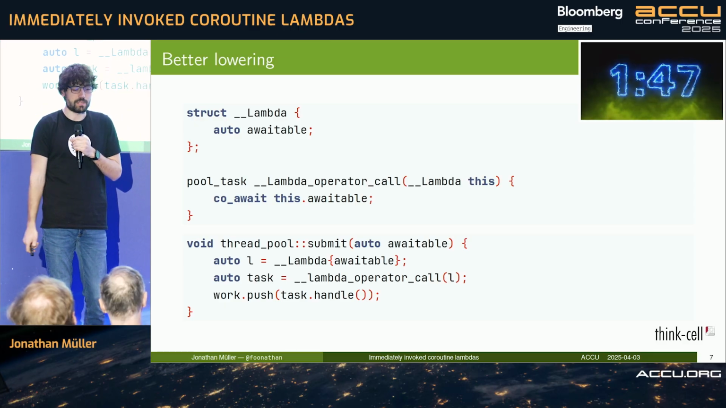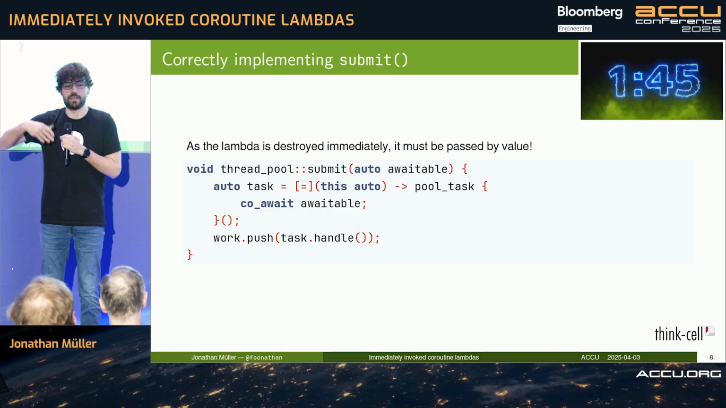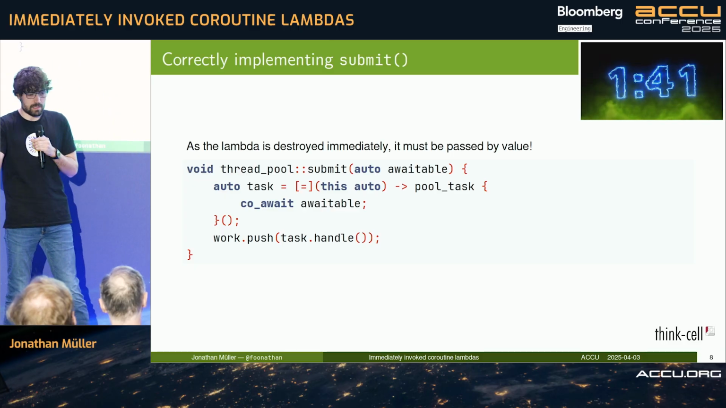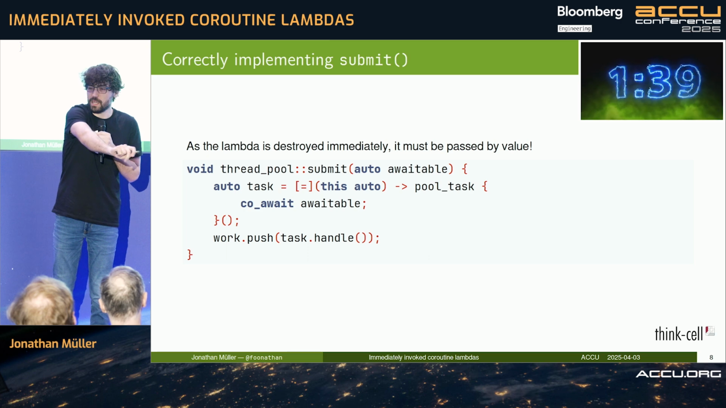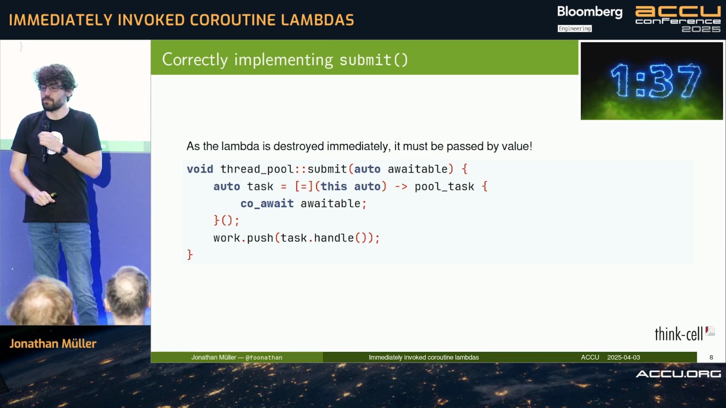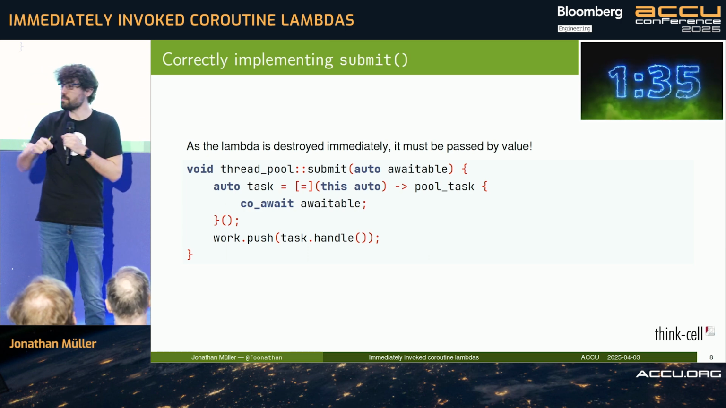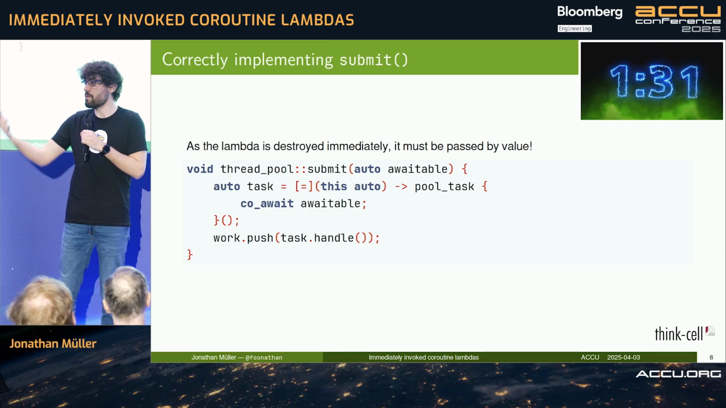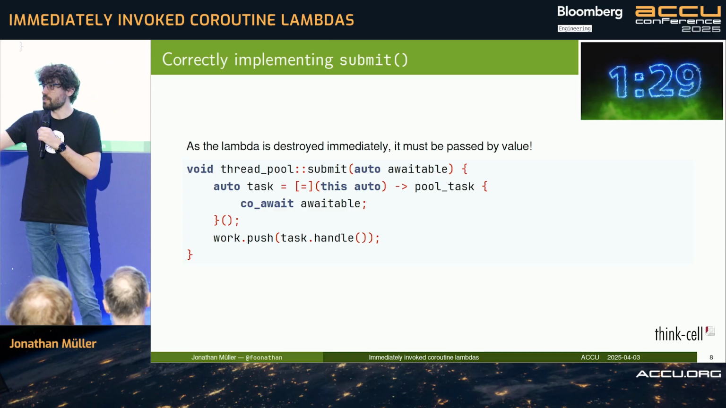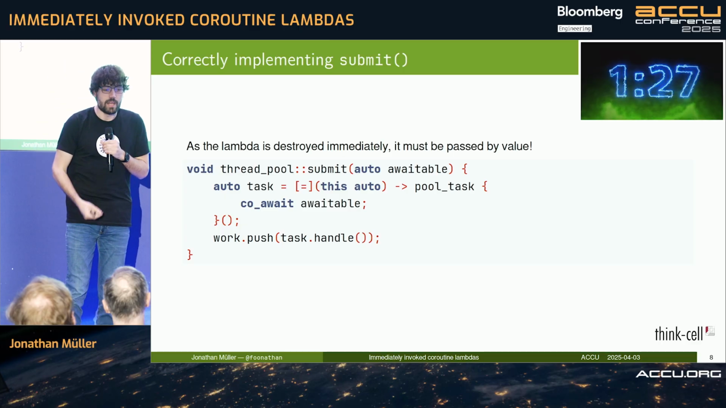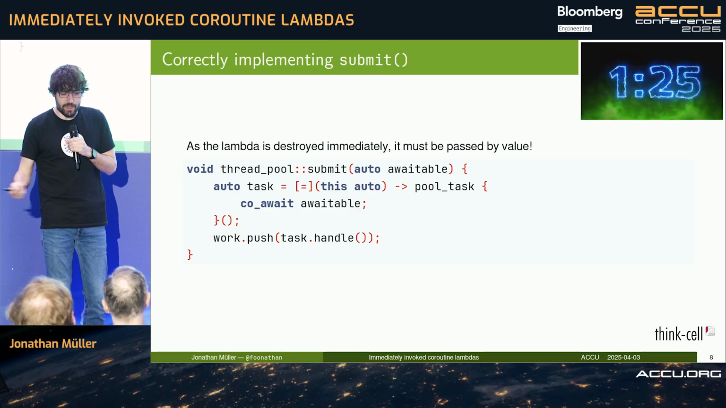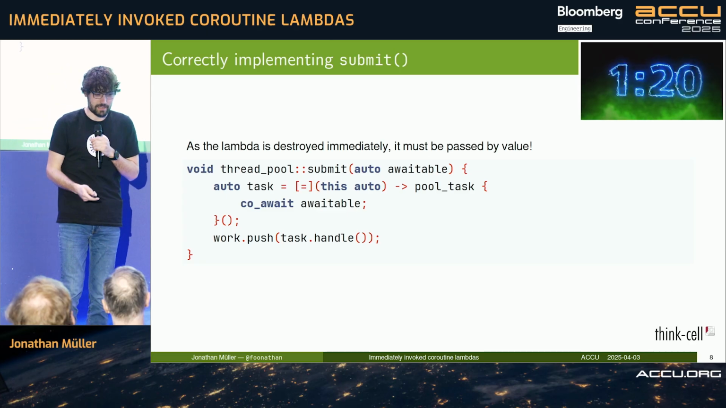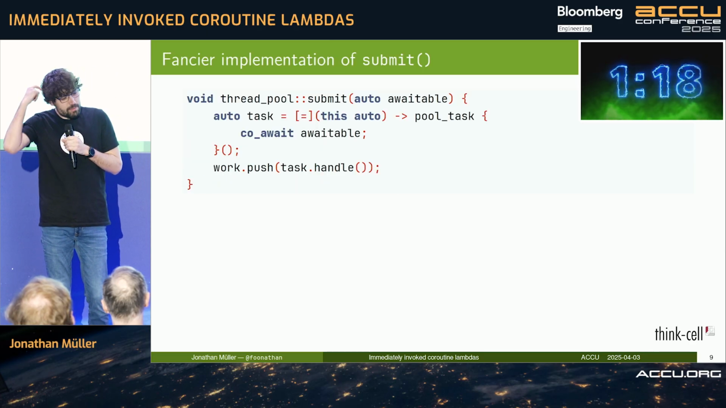We just have to use deducing this, a new feature in C++23. And the magic incantation is this auto in the lambda parameter. So the this auto means capture the this, pass the this by value. And then we get the lowering where we pass the lambda by value. The captures are moved into the coroutine frame, and everything just works. So when you have an immediately invoked coroutine lambda, remember to use this magic notation, this auto, in the argument list. And we can actually make that a bit fancier.